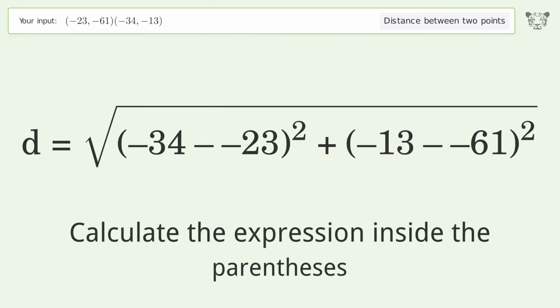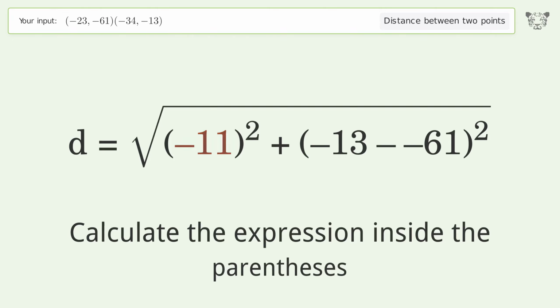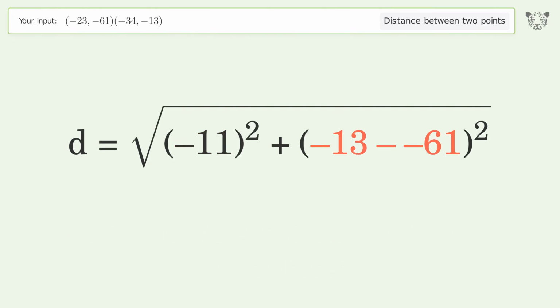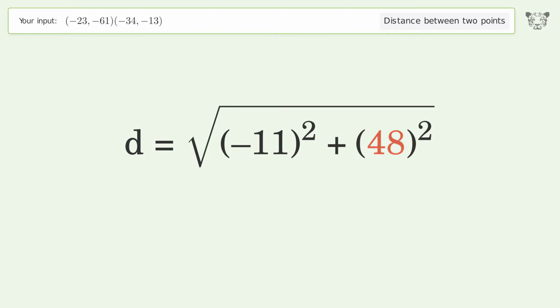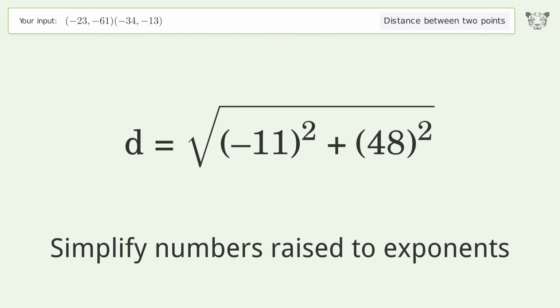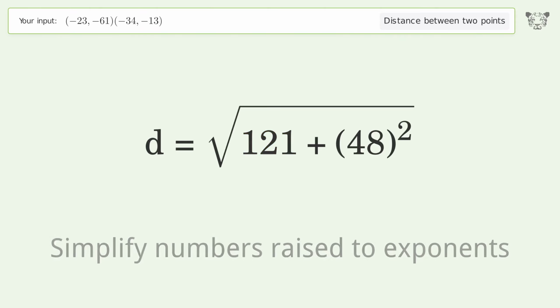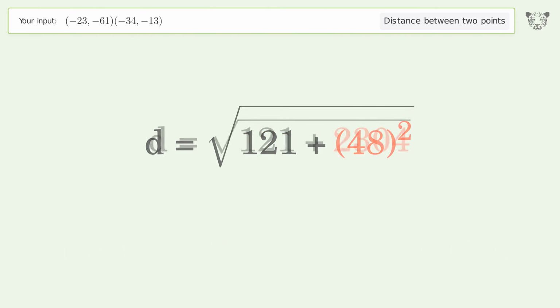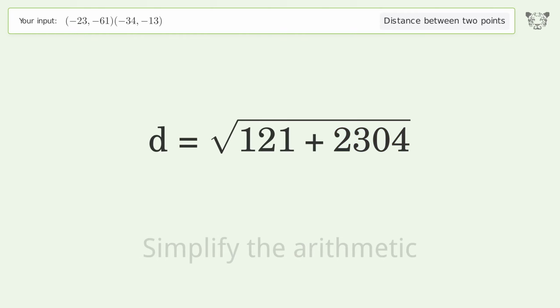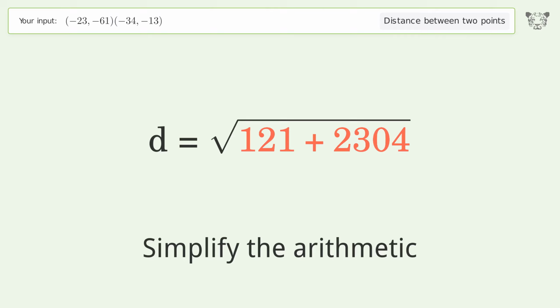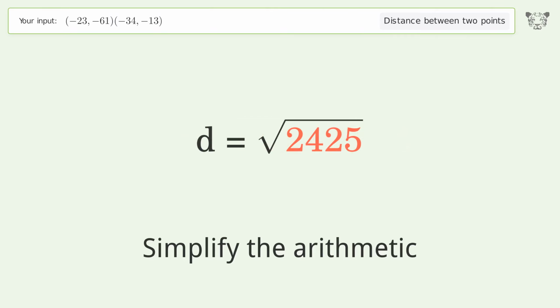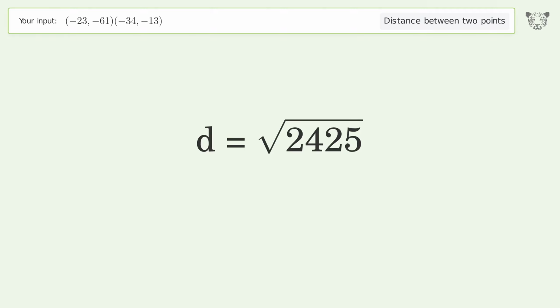Calculate the expression inside the parentheses. Simplify numbers raised to exponents. Simplify the arithmetic. And so the distance between the 2 points is the square root of 2425, or 49.244.